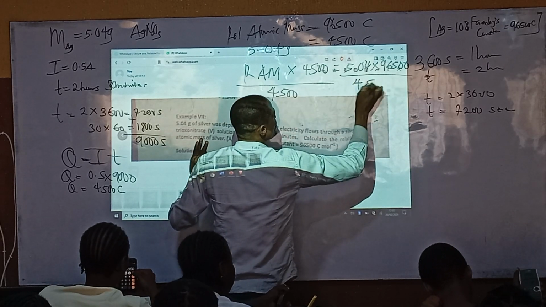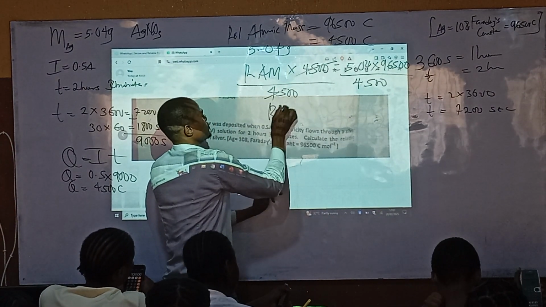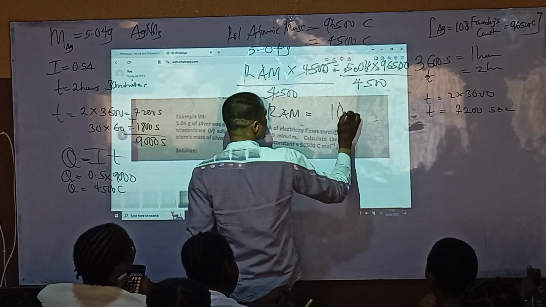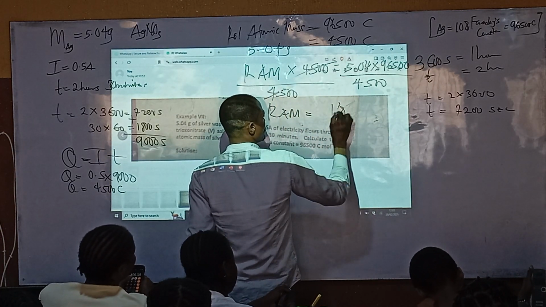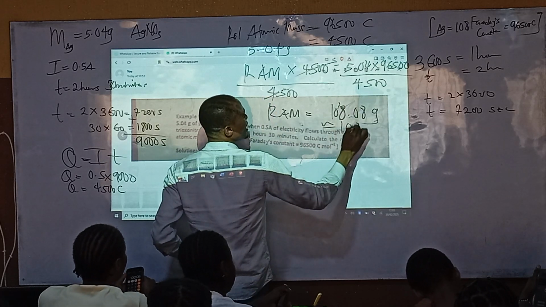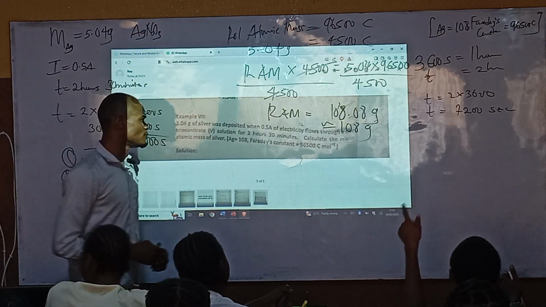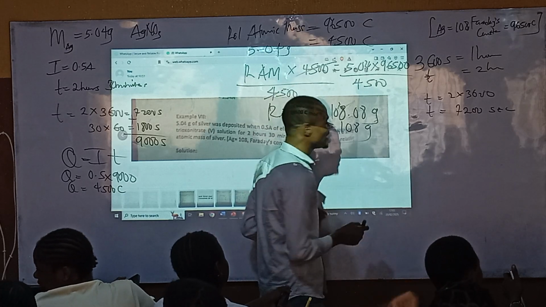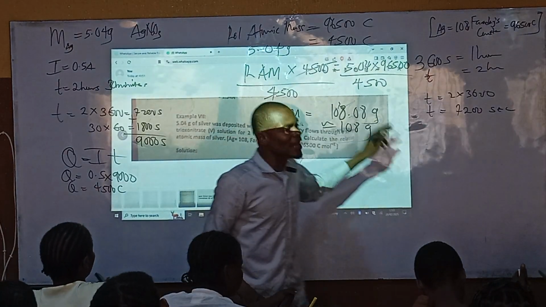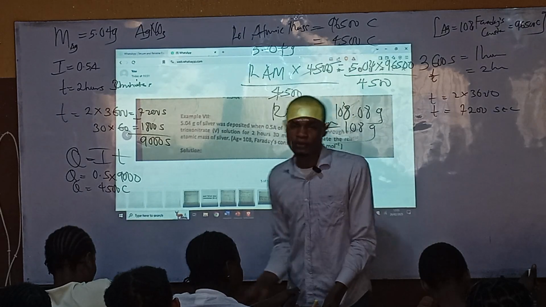Divide by 4,500. That gives roughly 108 gram. So that's the relative atomic mass of silver, 108. They are not giving the constant value because they are used to giving it.